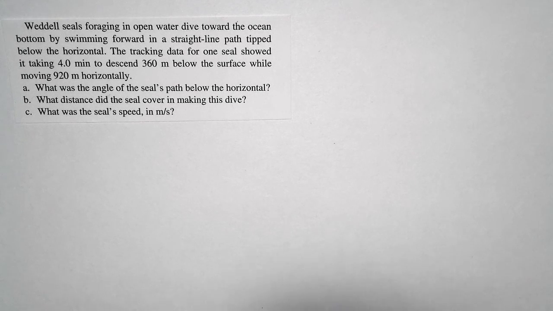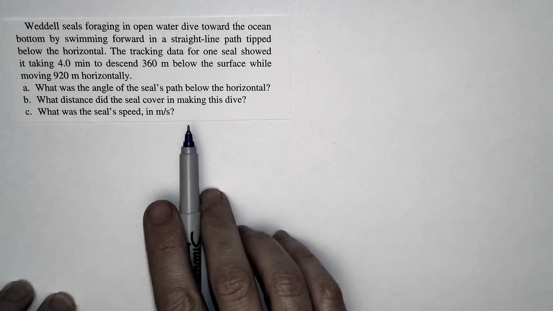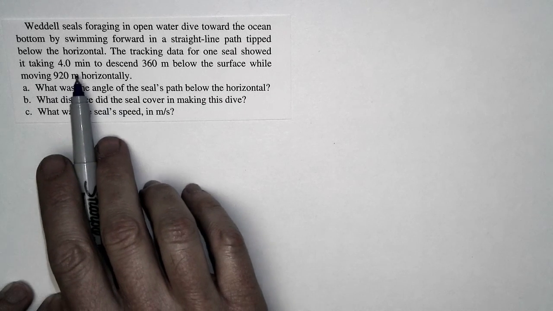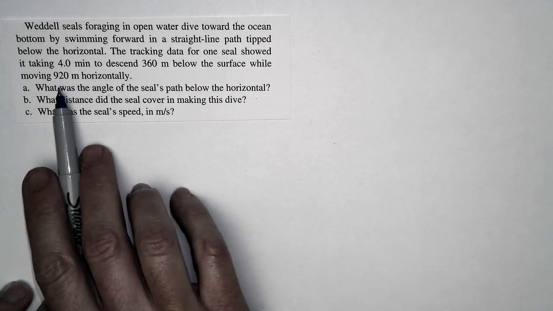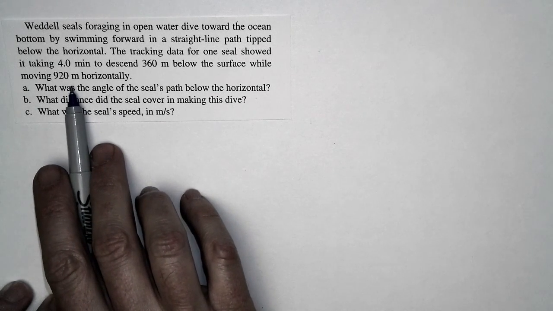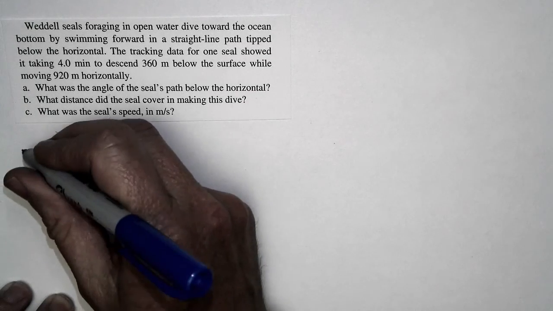The question asks us about seals and how seals swim. This is actual tracking data for a seal. The seal took 4 minutes to descend 360 meters below the surface of the ocean while it was moving 920 meters horizontally. And we're asked some questions about this motion.